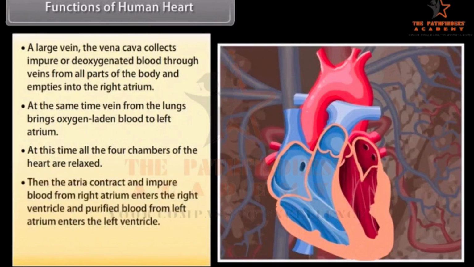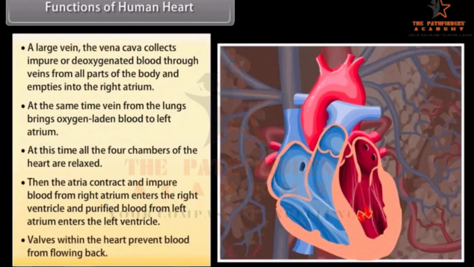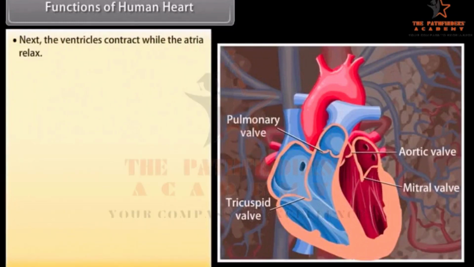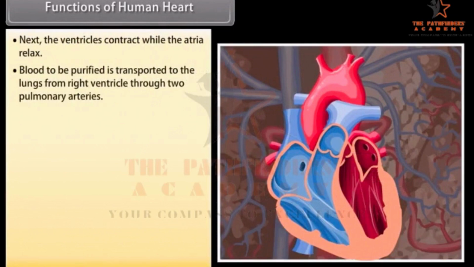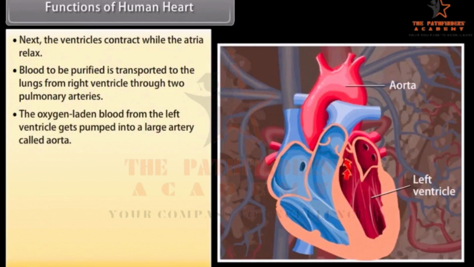Then the atria contract and impure blood from the right atrium enters the right ventricle and purified blood from the left atrium enters the left ventricle. Valves within the heart prevent blood from flowing back. Next, the ventricles contract while the atria relax. Blood to be purified is transported to the lungs from the right ventricle through 2 pulmonary arteries. The oxygen-laden blood from the left ventricle gets pumped into a large artery called the aorta.